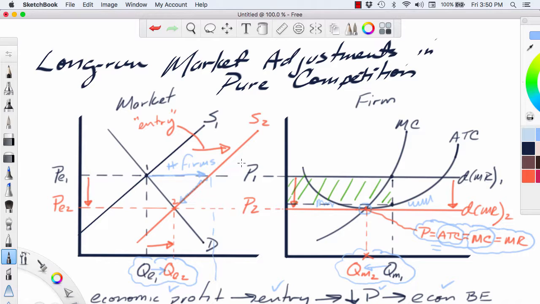As they exit the market, the supply curve would what? Drive to the left. As the supply curve drives to the left, the price would go up. As the price goes up, firms would move from loss positions closer and closer to break even, and firms would finally stop exiting once they're breaking even. So in the long run, we would expect break even, whether firms are starting in profit positions moving to break even, or firms are starting in loss positions moving to break even.